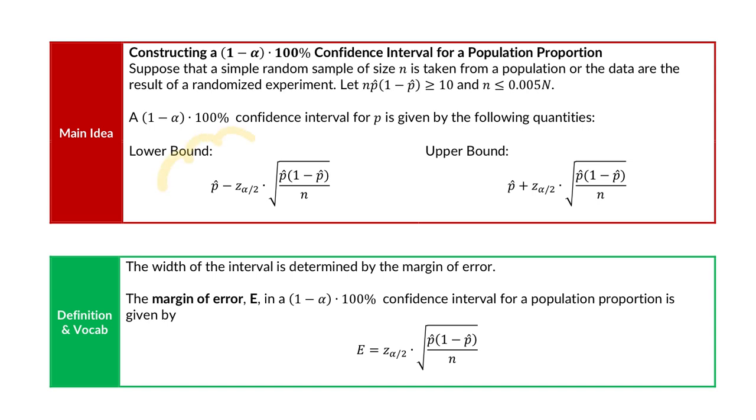Okay, our lower bound is p hat minus z sub alpha over 2 times the square root of p hat times 1 minus p hat over n. Upper bound is exactly the same except for what? Plus. We have a plus.